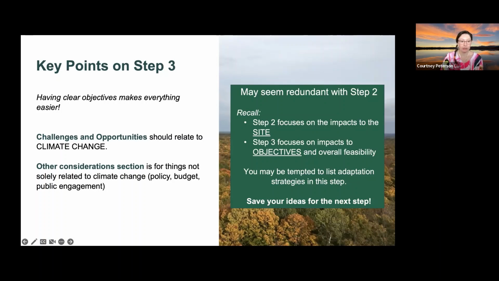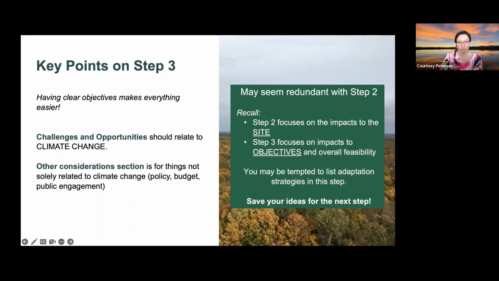And so remember, step 2, we're focusing on impacts to the site. And in this step in the adaptation workbook, we're focusing on impacts to our management goals and objectives and assessing the overall feasibility. It's also really tempting in this step to start to think about adaptation strategies, but we really want to encourage you to pause and save those ideas for step 4.